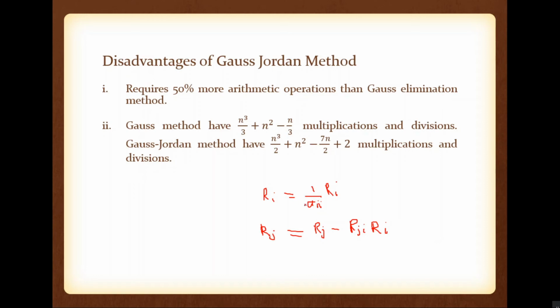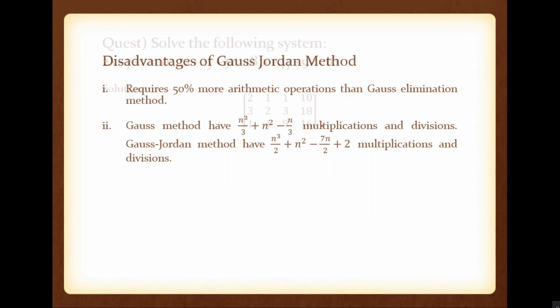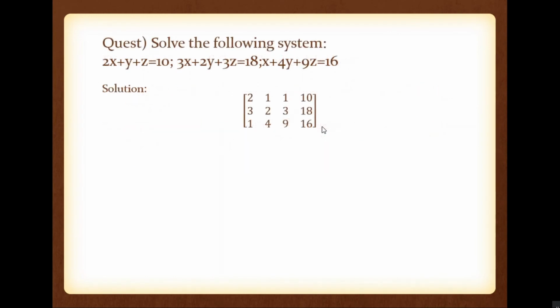I know without any example you can't understand this method. So we are going to start a problem. Note down this question first. Solve the following system: 2x plus y plus z equals 10, 3x plus 2y plus 3z equals 18, x plus 4y plus 9z equals 16. The previous problem. So consider this.